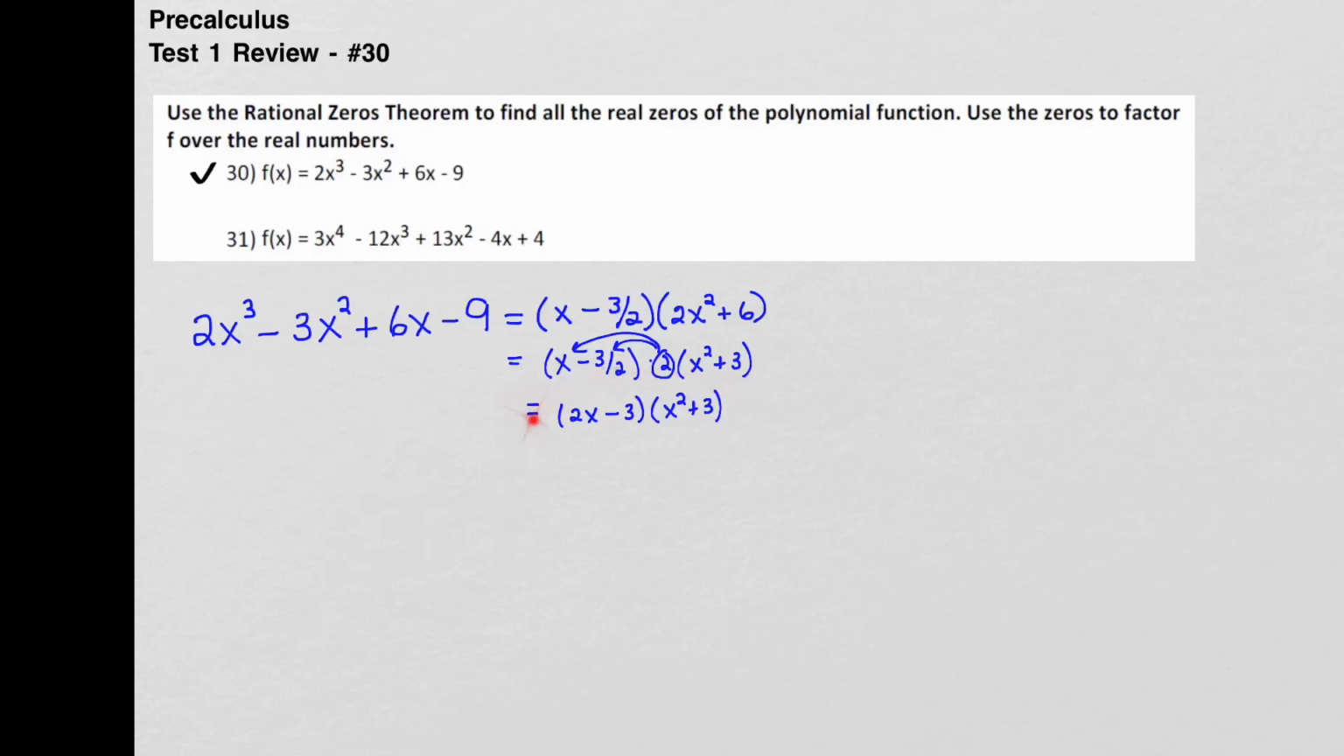And now my polynomial is factored over the real numbers. I know this because x squared plus 3, if I tried to factor that, that's going to give me x plus i times the square root of 3 times x minus i times the square root of 3, and those are complex roots. So this is as far as we can go, and that's my final answer.